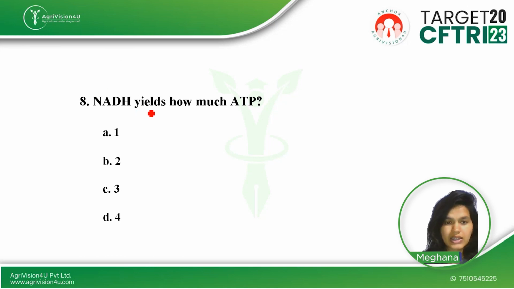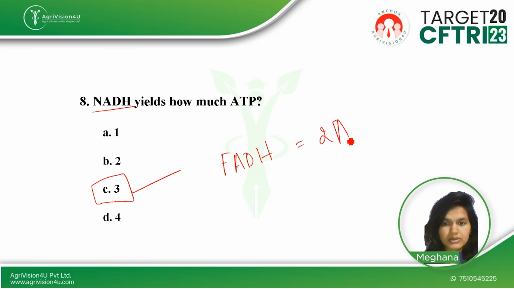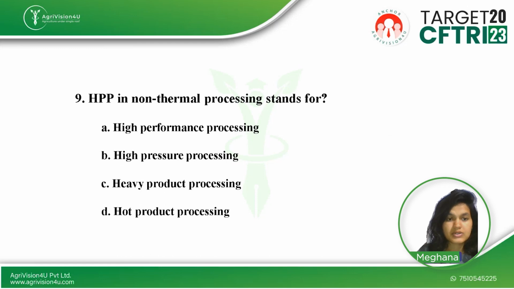The eighth: one NADH yields how much ATP? Option A is 1, option B is 2, option C is 3, and option D is 4. One molecule of NADH yields 3 molecules of ATP. So the right answer is option C, whereas FADH yields 2 ATP.